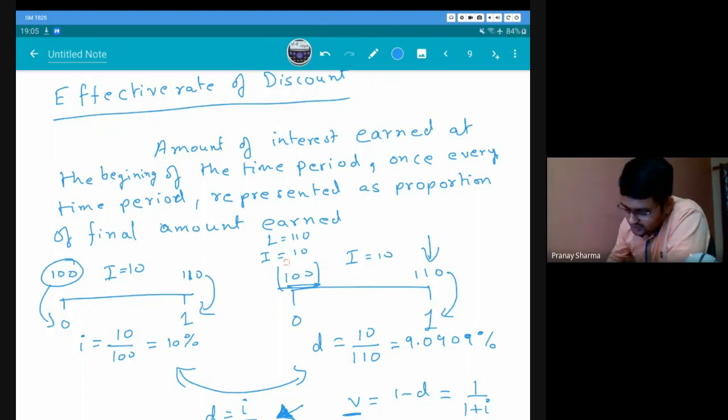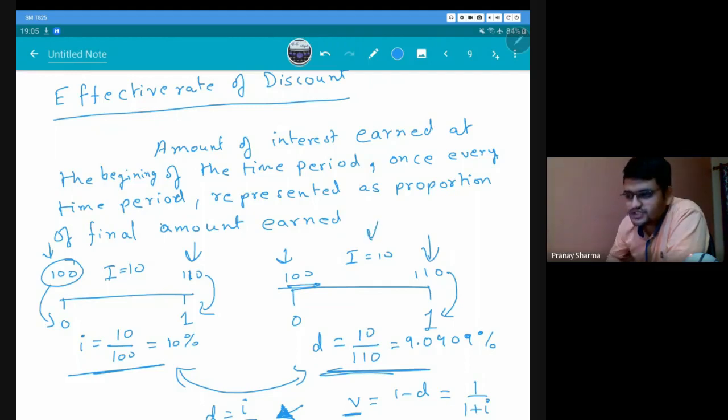So in actuality, there is no change in the physical money that has been exchanged. For 100 rupees, you gave me 110 rupees here, and for 100 rupees, you gave me 110 rupees here. So in both of them, I am getting the same cash flow. The difference is just in the concept. Here I said 10 rupees was received at the beginning. Here I am saying 10 rupees was received at the end of the year. So that is just a conceptual change.